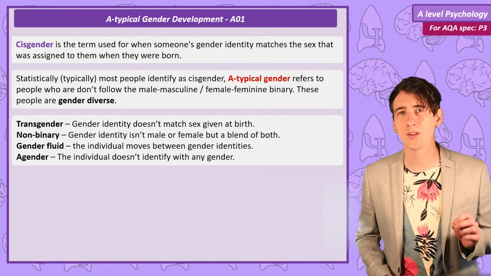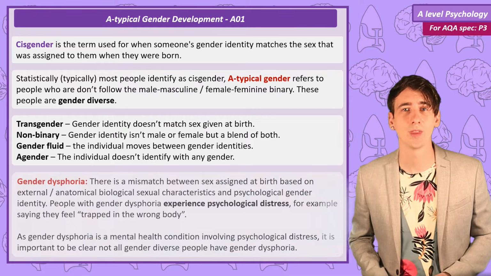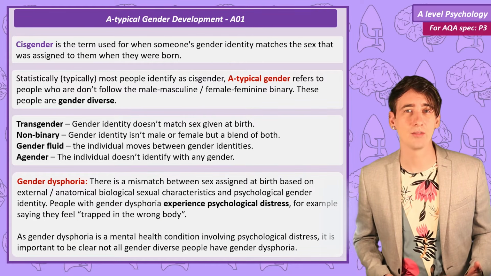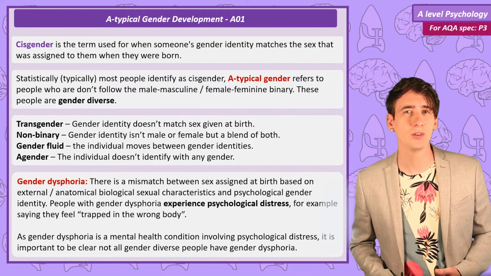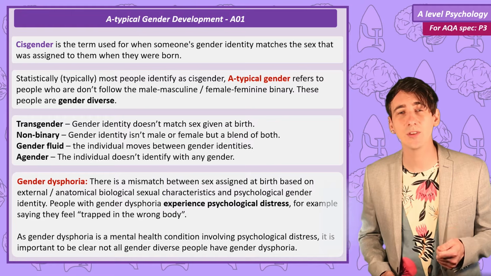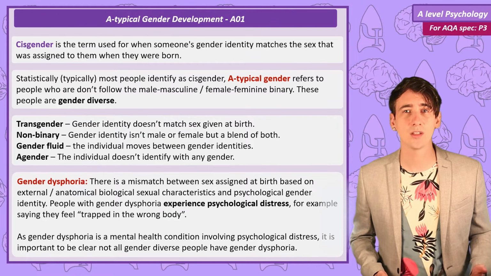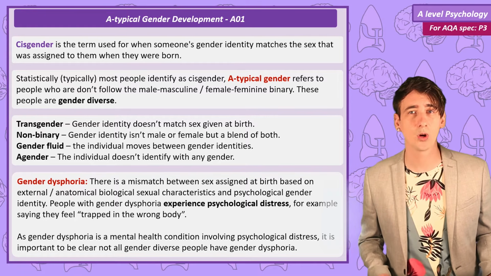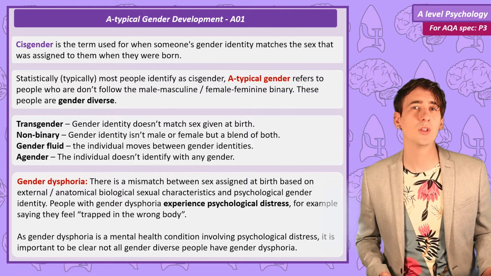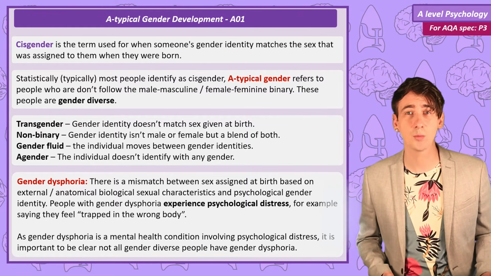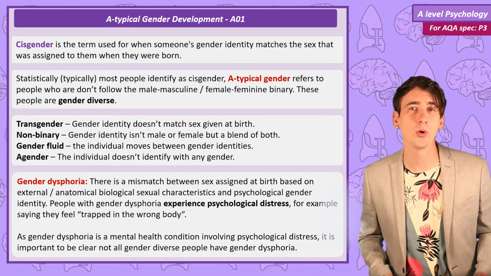Now, when it comes to the A-level specification, it seems that there's much more of a focus on something called gender dysphoria. This is a clinical condition in the DSM-5. Again, it's when there's a mismatch between gender identity and sex assigned at birth, but importantly, there needs to be significant psychological distress associated with this mismatch. So someone with gender dysphoria may say they feel trapped in the wrong body, and this then results in depression. But not all people who would describe themselves as gender diverse experience gender dysphoria. And in the evaluations, I'll make clear why that's an important point to make.